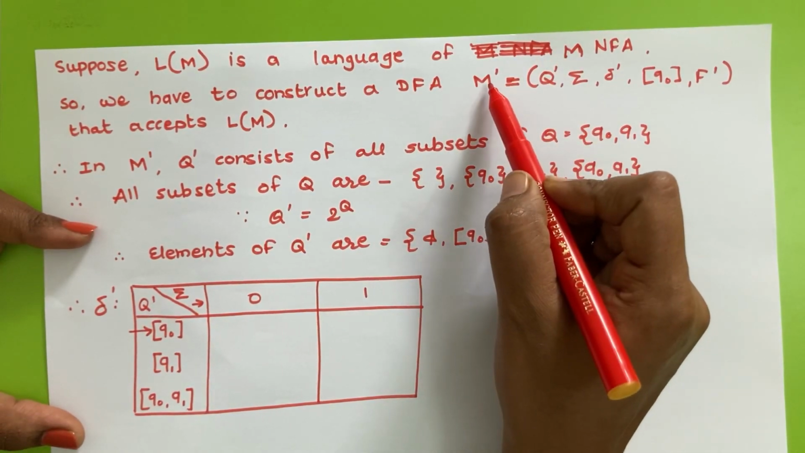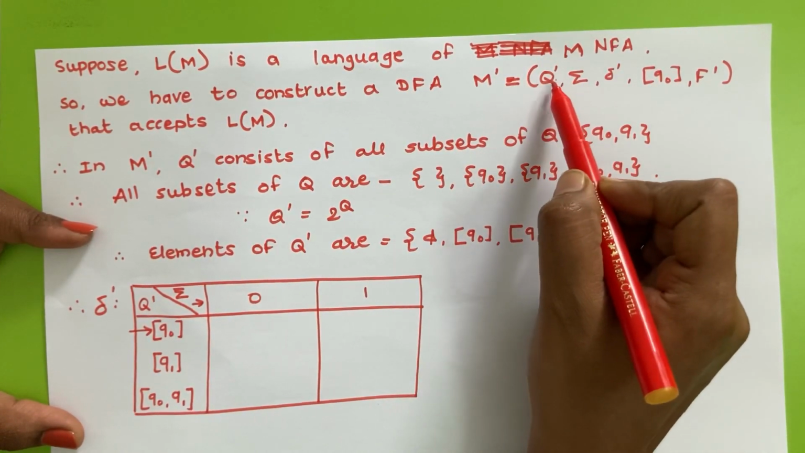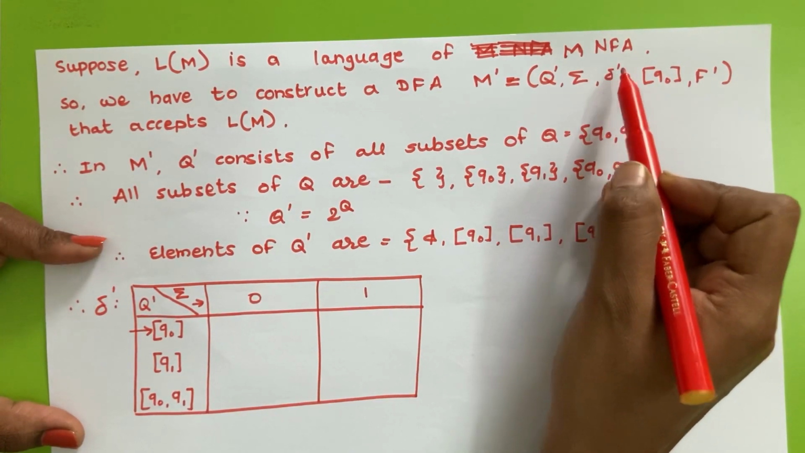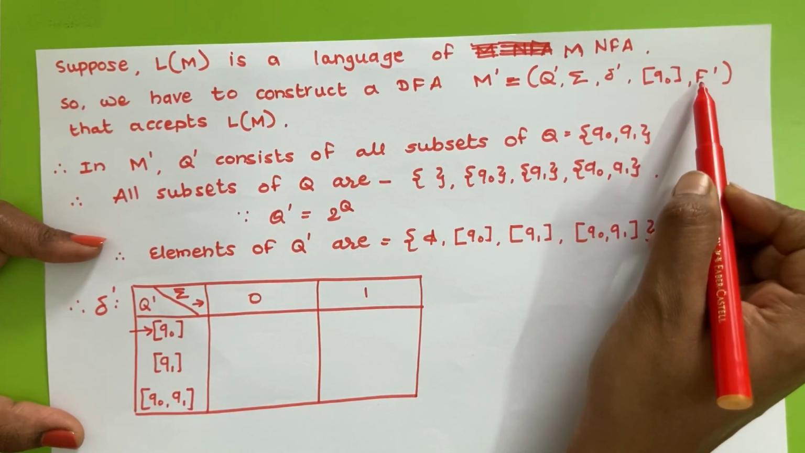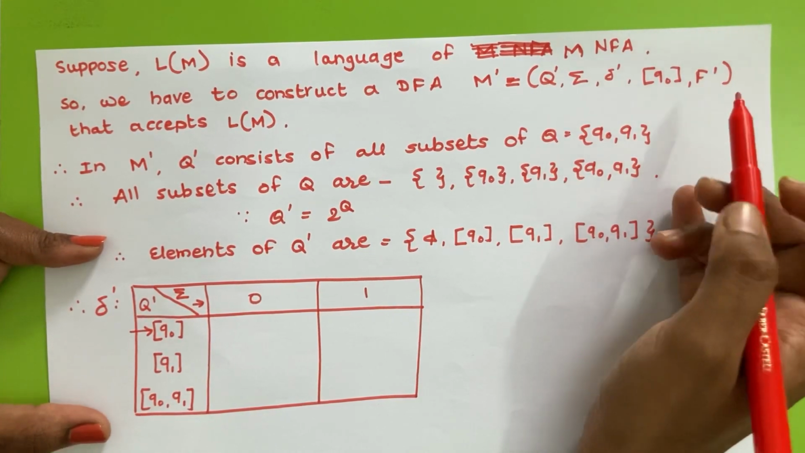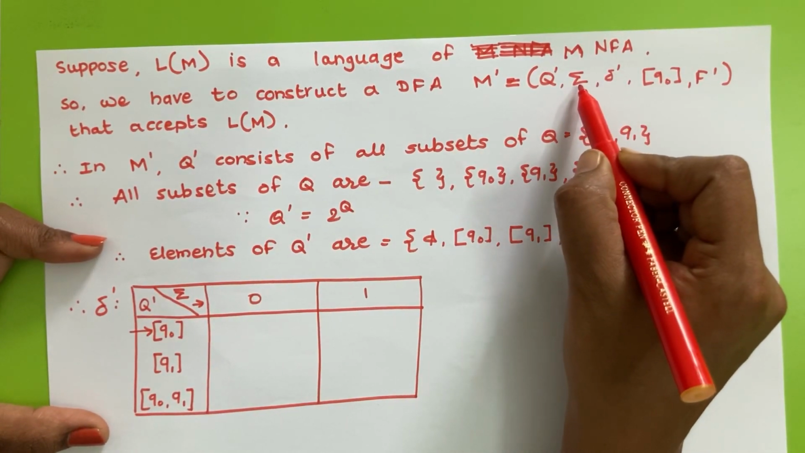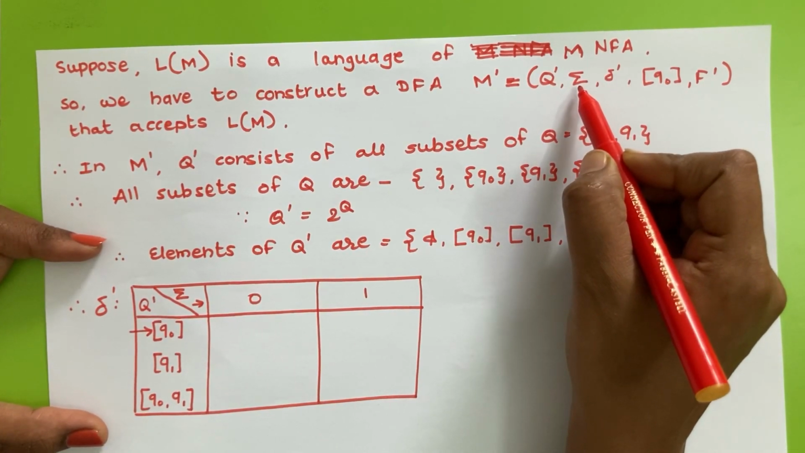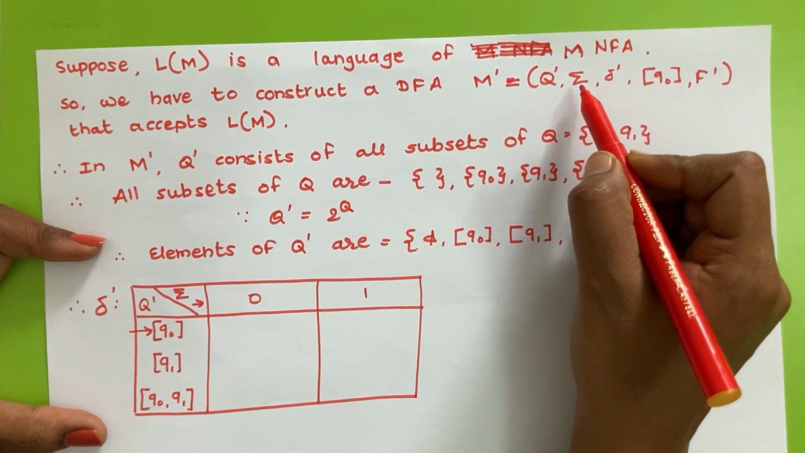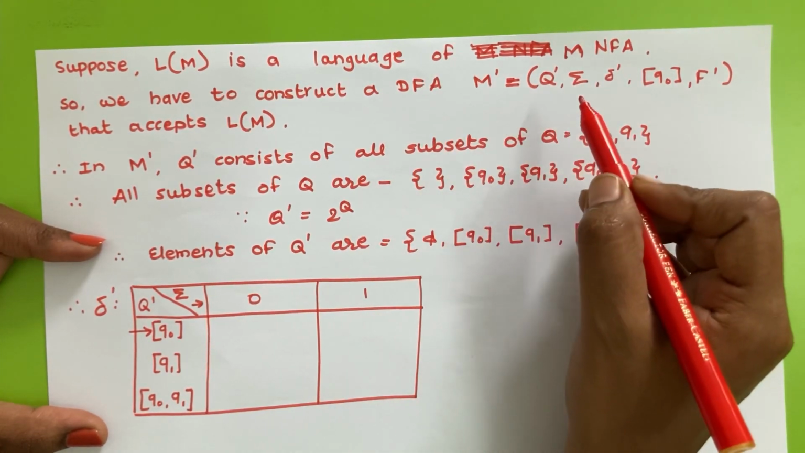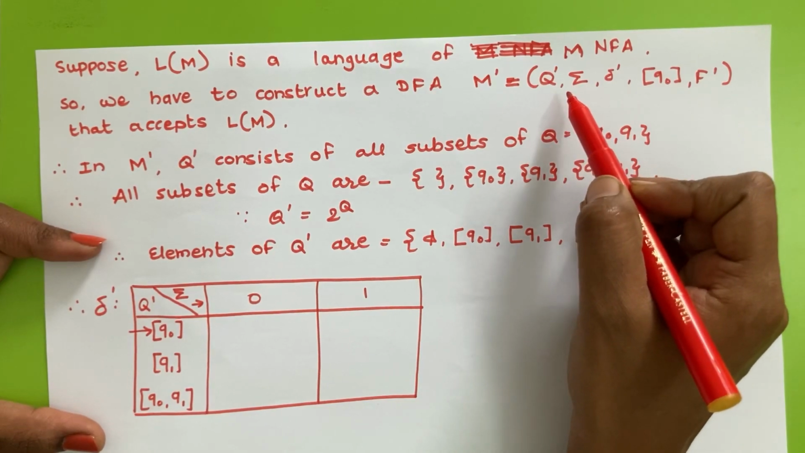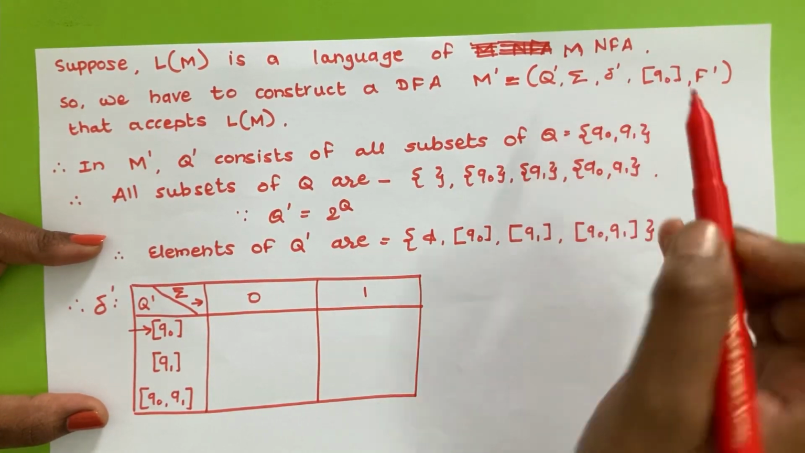So M dash is represented as Q dash, sigma, then delta dash, then Q0 and F dash. Here I haven't taken sigma as sigma dash because this is nothing but the set of input symbols, and that will be the same for DFA and NFA also. So that will remain the same in both cases.